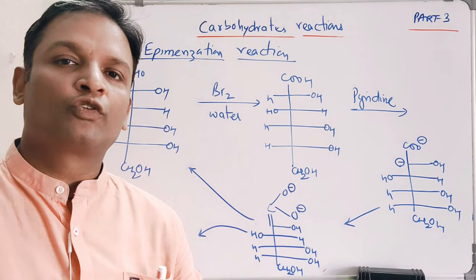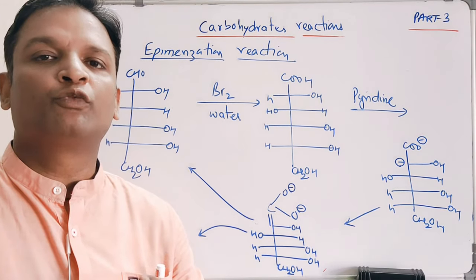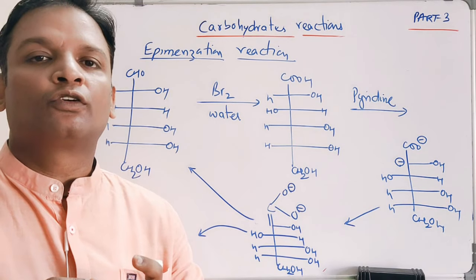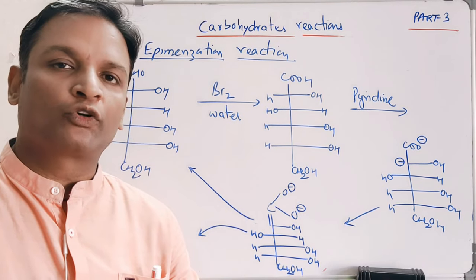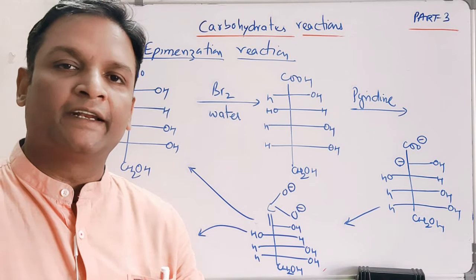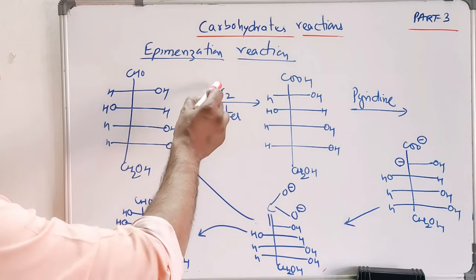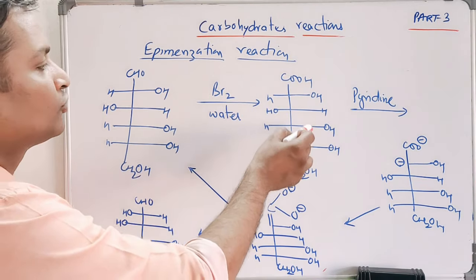Now the reaction of glucose, which is called the epimerization reaction. This epimerization reaction is observed when we obtain the oxidation product of glucose with bromine water, which is called gluconic acid, and gluconic acid is treated with pyridine. So let's see what the reaction is. This is D-glucose. D-glucose when treated with bromine water gives us, as all of us know, gluconic acid.